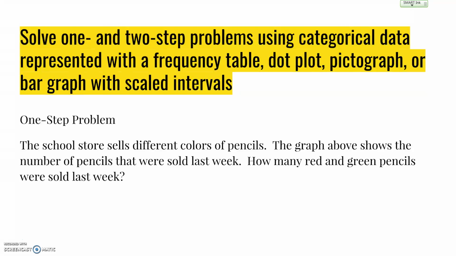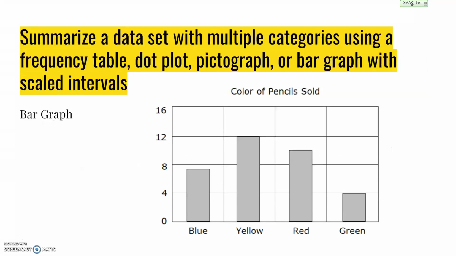The school store sells different colors of pencils. The graph above shows the number of pencils that were sold last week. How many red and green pencils were sold last week? And so they would come to this graph and they would look at it and they would see how many of those 2 colors were sold and combine them to solve the problem.